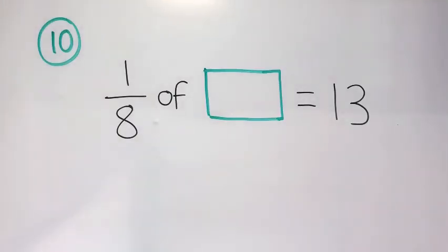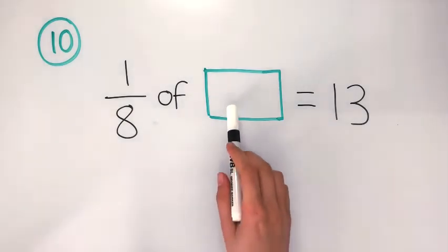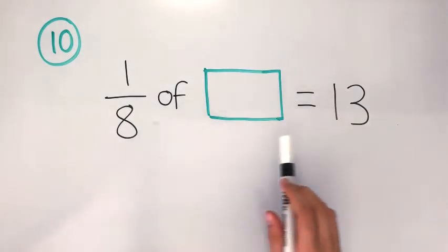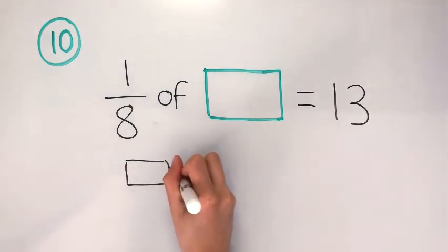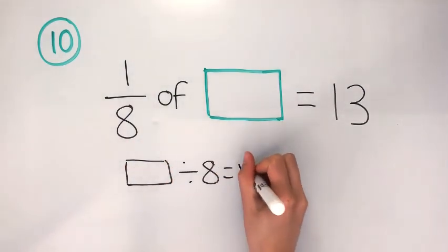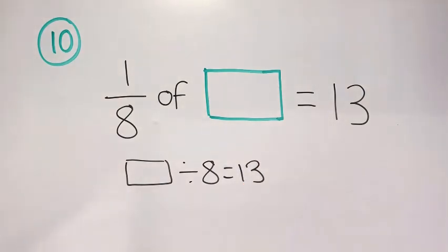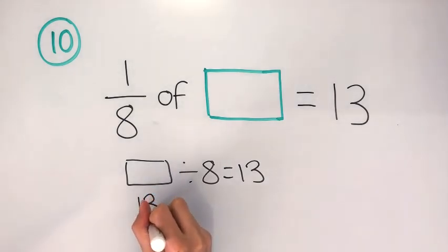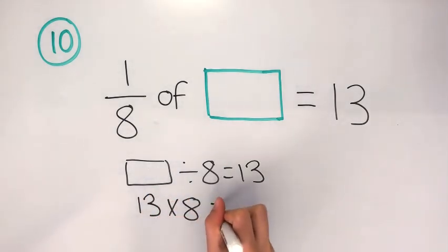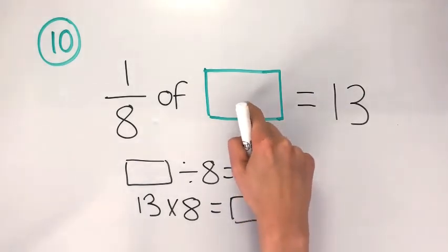This is our last question. Question 10. 1/8 of something equals 13. What they have done is they have divided this number by 8 and they've gotten 13. The number divided by 8 is 13. Now we can do the opposite to find out that number. 13 times by 8 gives us this number.